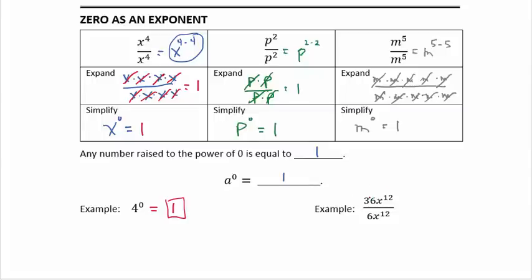If I look at the second example, I have to look at the coefficients first and divide those out. 36 divided by 6 is 6. And x to the 12th over x to the 12th, that's x to the 12 minus 12, since it's division, I do subtract. 12 minus 12 is 0. And x to the 0 is just 1, so it's 6 times 1, which is just 6.